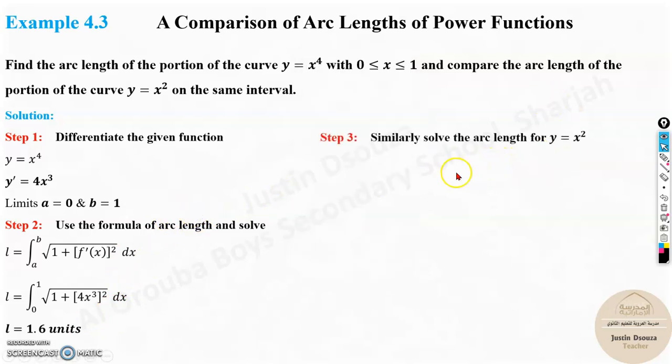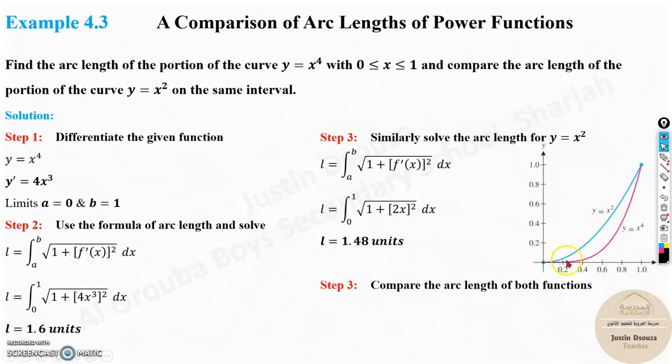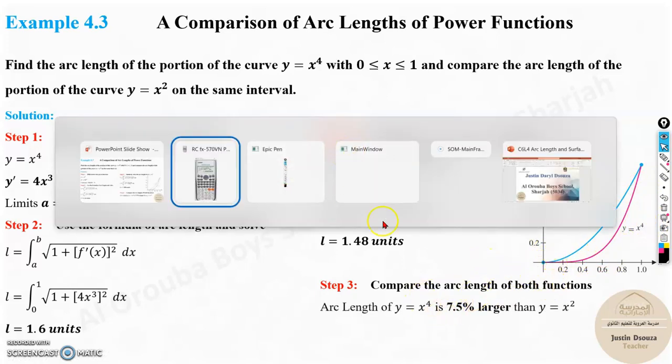Now, we saw in the previous problem, when we solve using the formula, the derivative of this is 2x, and when you solve it, you'll get 1.48. Now, what is the difference? They have asked us to compare. If you compare these both, you will come to know the first one, x to the power 2, is a bit smaller compared to the other one. You can see the arc length. There's a small difference because there's a dip, a sag over here, isn't it? The sag is for the x to the power 4 graph. So you can see the comparison is about 7.5%.